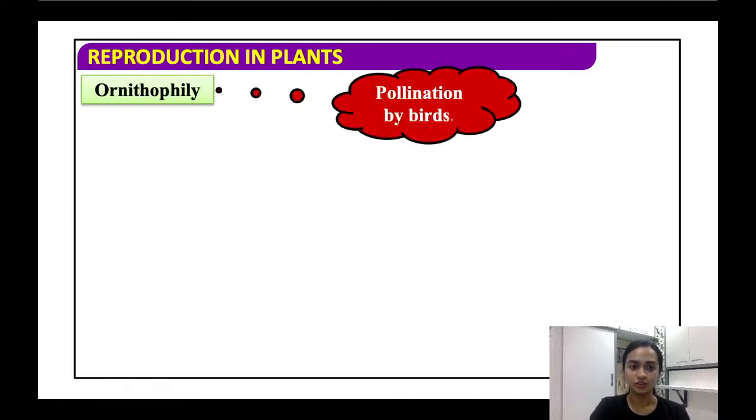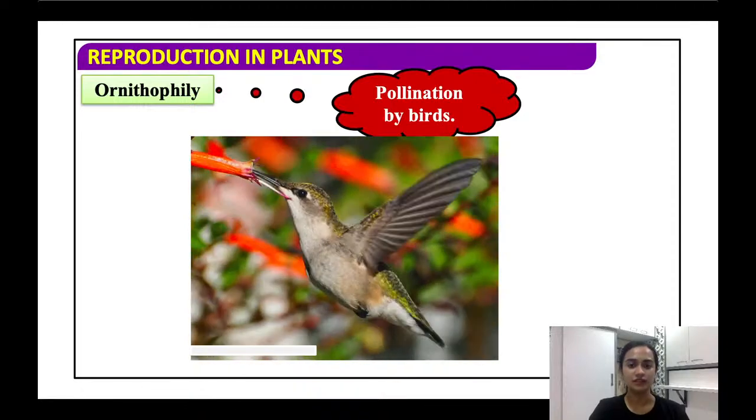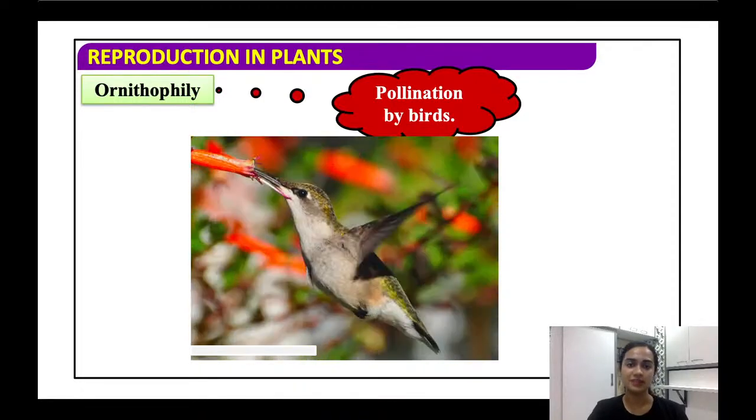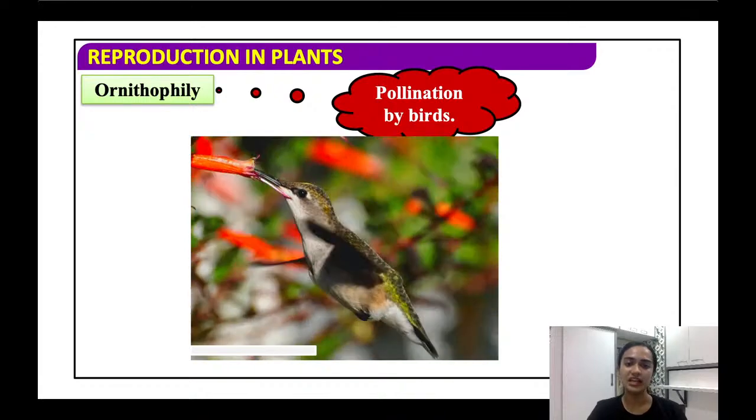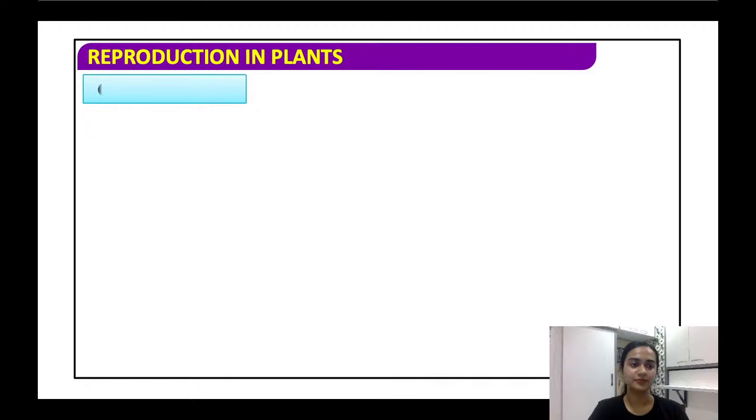Ornithophily simply refers to birds. So any of the birds pollinating the flowers. Birds also will take up the nectar and the smell and also will get attracted to the colors.